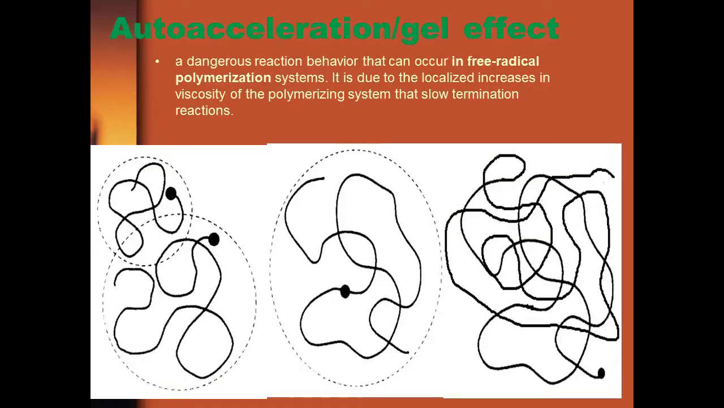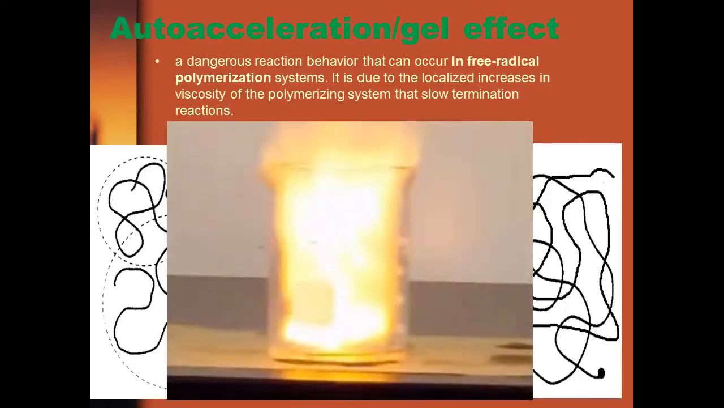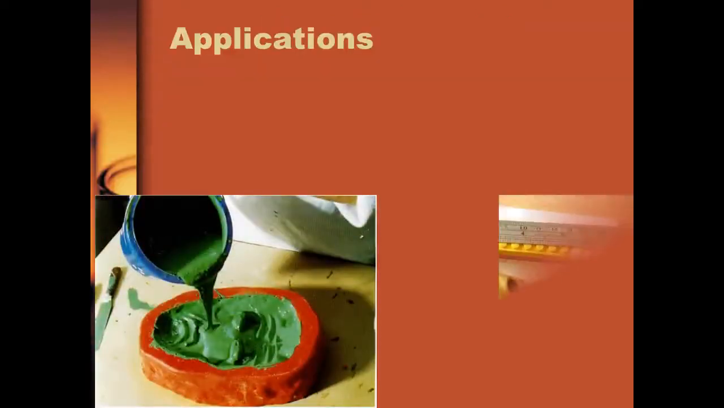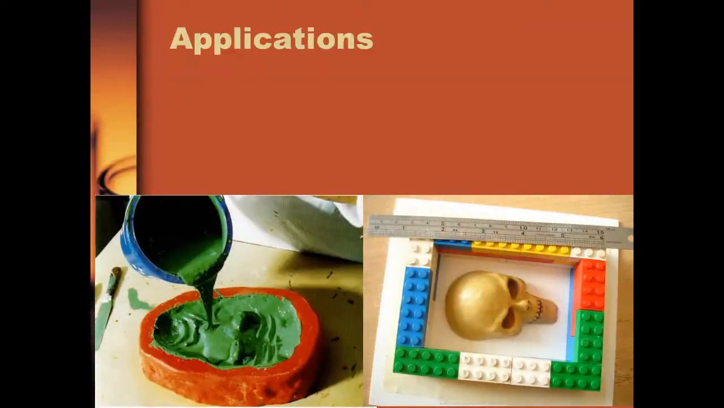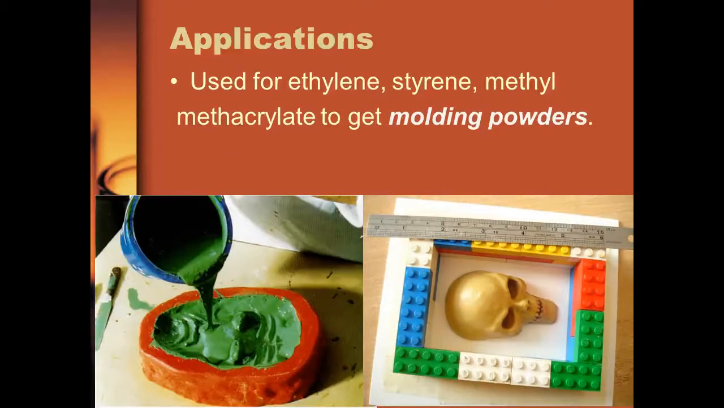And what happens is, every time the polymer chain is increasing, as I have said earlier, the reaction is highly exothermic. So without the termination, sometimes the reaction may blast. This kind of reaction is known as auto acceleration. Now we are going to see the application part of the bulk polymerization, which is used for ethylene, styrene, and methyl methacrylate to get the molding powders, and it can be used in PVC sheets.